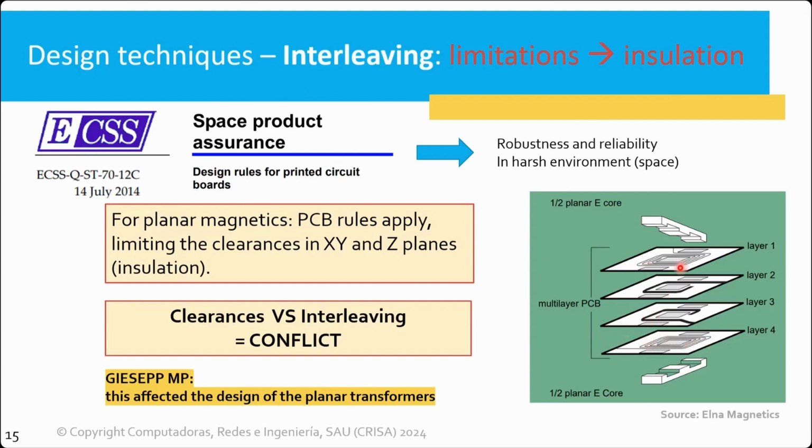For example, in this picture on the right, layers 1 and 4 are the primary winding and layers 2 and 3 are the secondary winding. But if we go to this standard and check the clearances that we have to keep in the XY planes or also in the vertical axis, we see that it goes into conflict with the interleaving technique. So most likely we will not be able to have this interleaving at the best level as we wished. And of course, this affected the design of our planar transformers in GIESEPP MP.